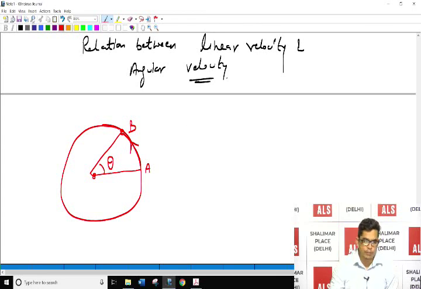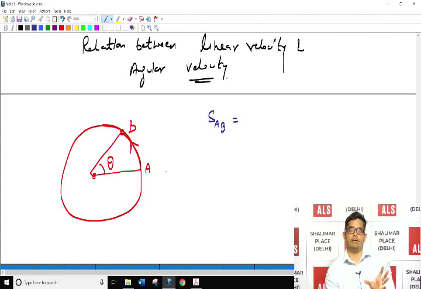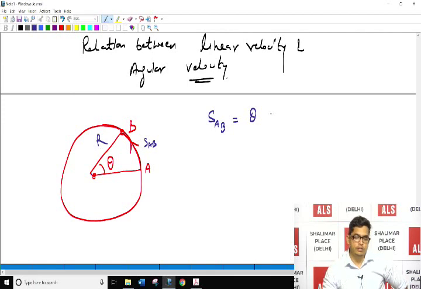If I talk about the linear distance traveled, S_AB, it is the arc length. I am talking about the distance, by the way, not displacement. The distance traveled by the particle in linear fashion is the arc length AB, which is equal to theta into the radius. Arc length is theta into radius.